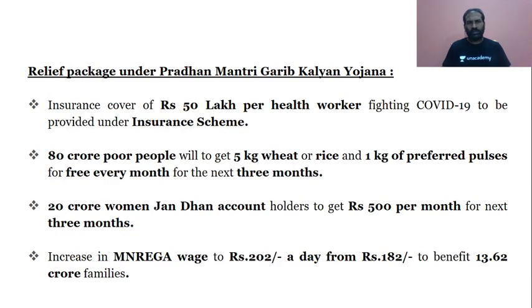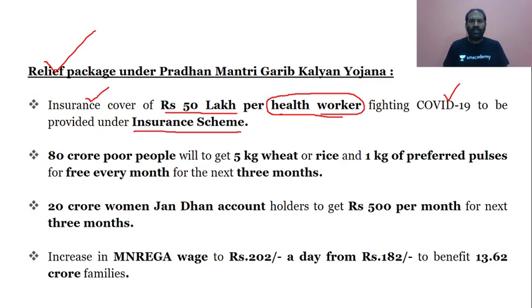And we will look at the relief packages announced by Finance Minister Nirmala Sitharaman. So, under the Pradhan Mantri Garib Kalyan Yojana, part of the relief package is rupees 50 lakh, as we have discussed, insurance cover per health worker to fight COVID, as an insurance scheme. This is the biggest amount being given, because these are the ones on the front line, who are fighting without caring for their lives.